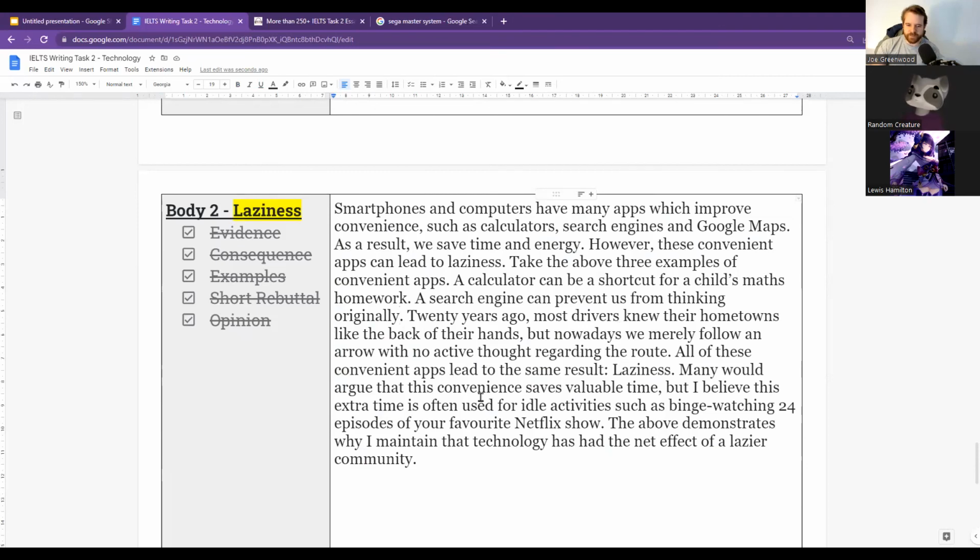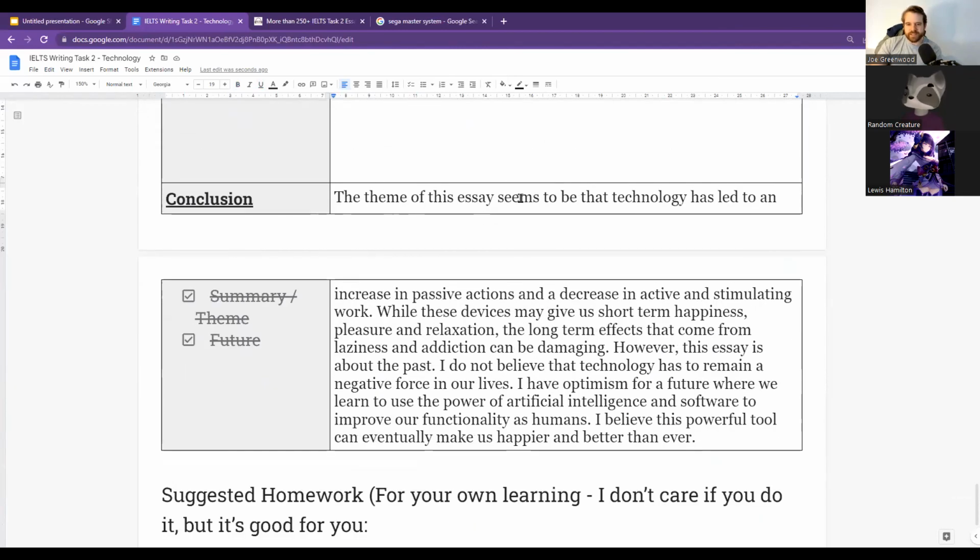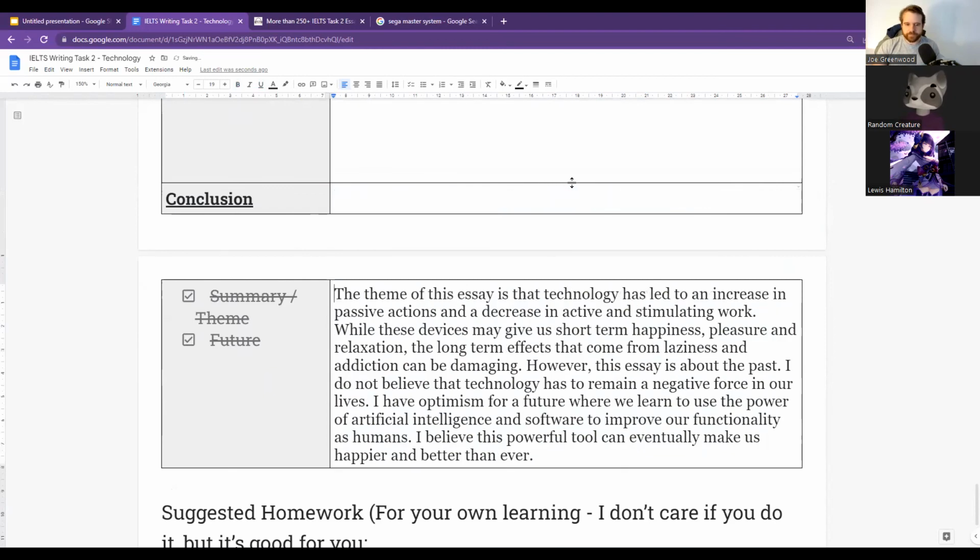Many would argue that this convenience saves valuable time, but I believe this extra time is often used for idle activities such as binge watching 24 episodes of your favorite Netflix show. The above demonstrates why I maintain that technology has had the net effect of a lazier community. The theme of this essay, maybe not seems to be, is that technology has led to an increase in passive actions and a decrease in active and stimulating work.